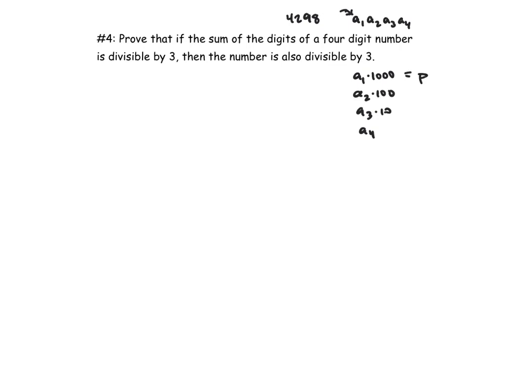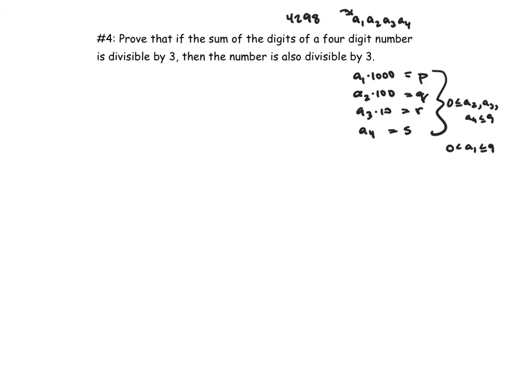We're going to call those P and Q and R and S. Our numbers A2, A3, and A4 have to be between 0 and 9, but can be 0 and 9. Now, the one number that can't be 0 is A1, otherwise it won't be a 4-digit number. So A1 will be between 0 and 9, but can't equal 0. Okay, so just some logistics there. Let's get down to the proof part.